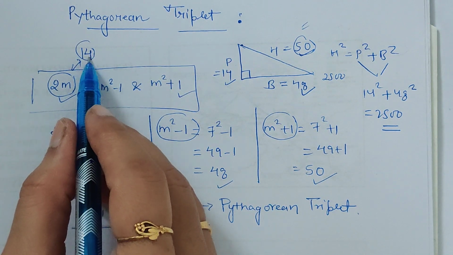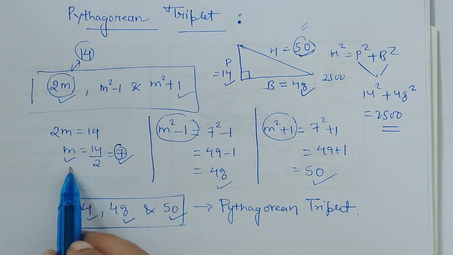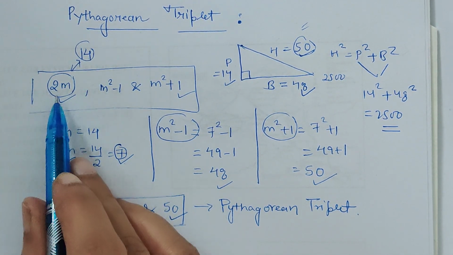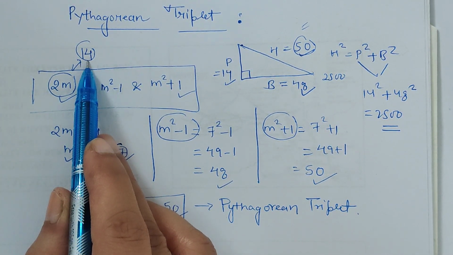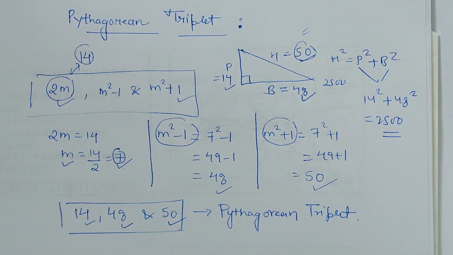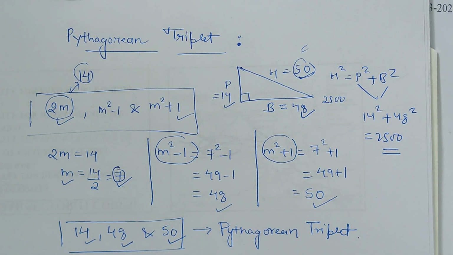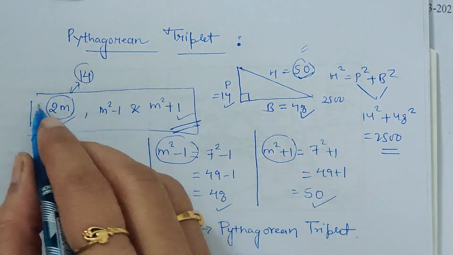So 2m is 14. 14 is to be taken, not the value of m, which is 7. This should not be taken. We have to take the value of 2m as part of the Pythagorean triplet. In my previous video, I have explained finding a Pythagorean triplet by another method, which can also be referred to, and this is also one way of finding this triplet.